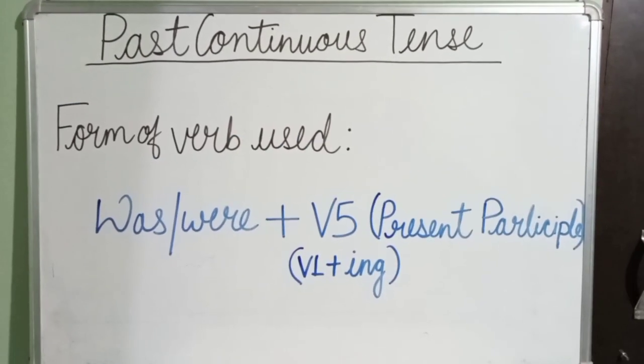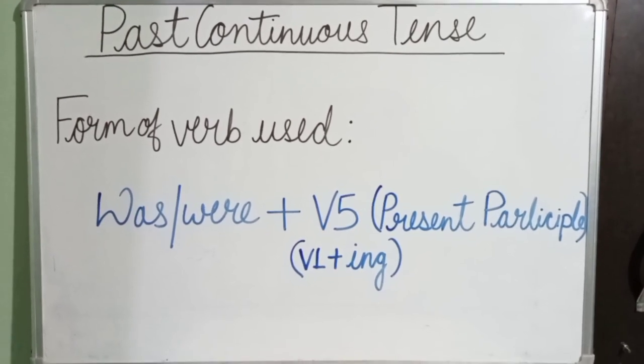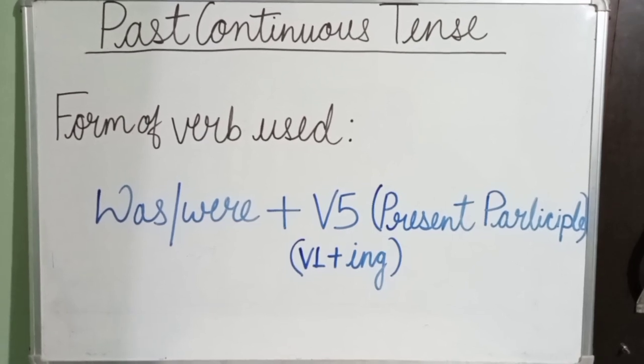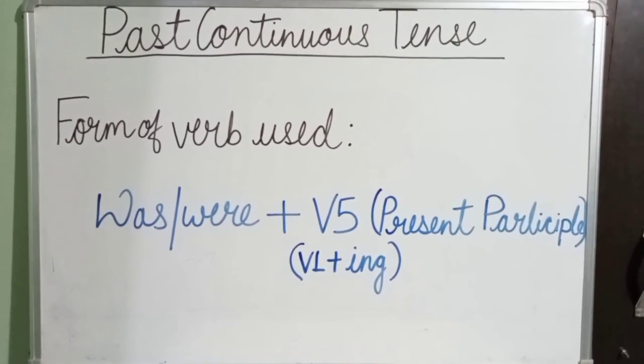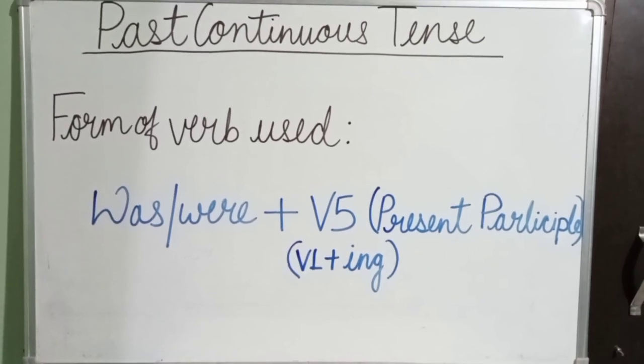Now, the form of verb to be used in past continuous tense. Here, we have to use the auxiliary verbs was or were with the fifth form of verb. Fifth form of verb, that is V1 plus ing.